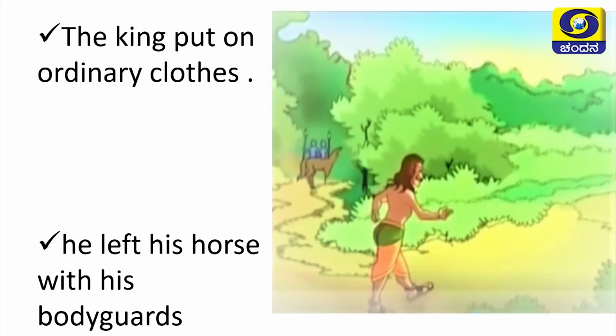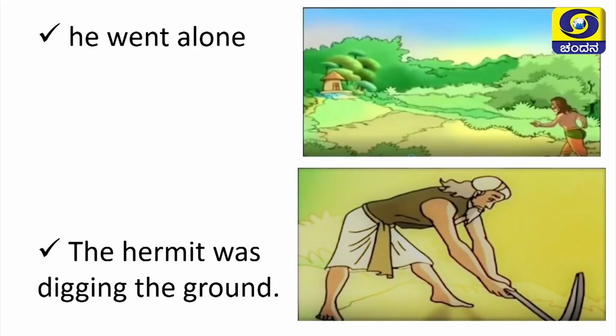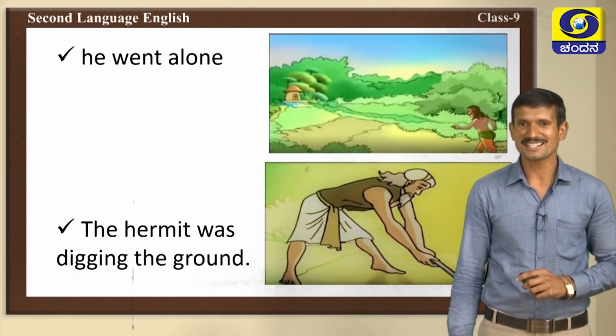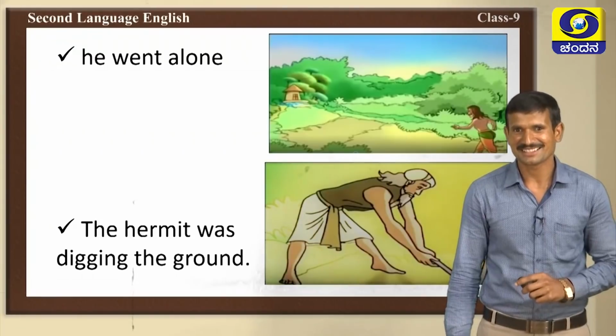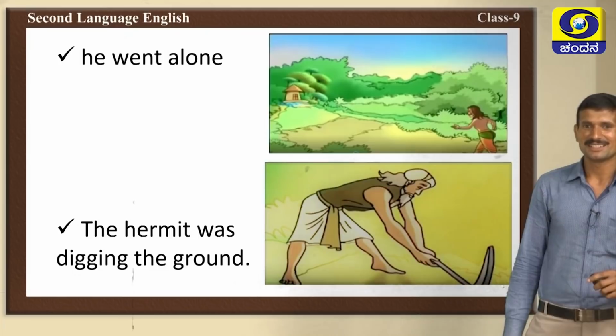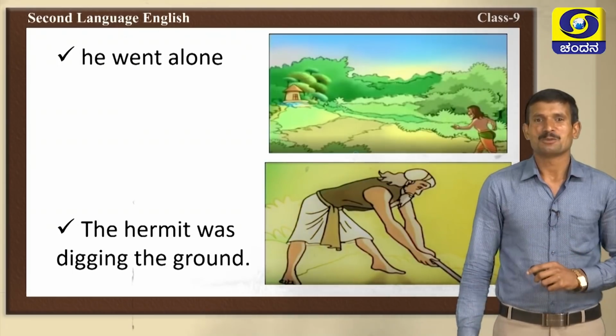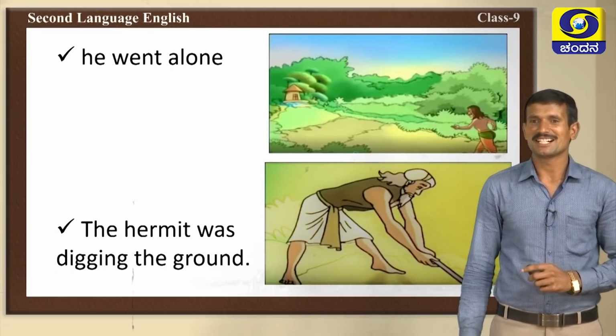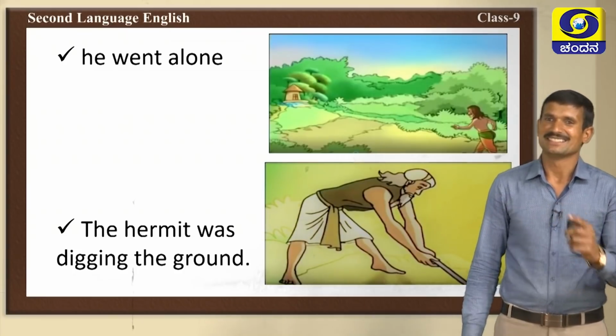Then the king dressed like an ordinary man. The king put on ordinary clothes. He left his horse with his bodyguards and went alone to meet the hermit. Very good. The hermit. What is he doing? Yes, the hermit was digging the ground. He was digging the ground when the king went to meet him.